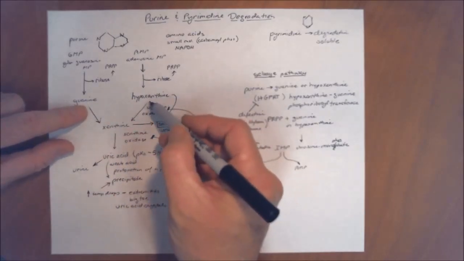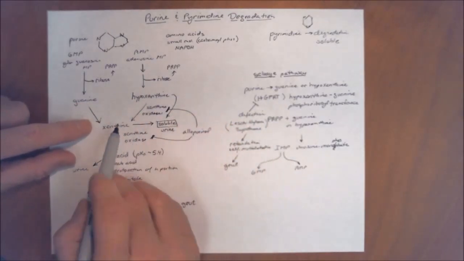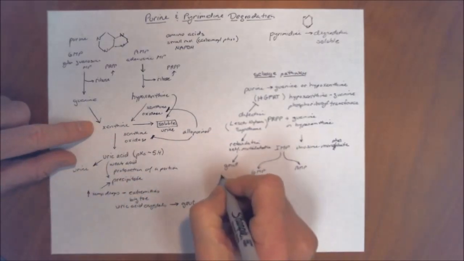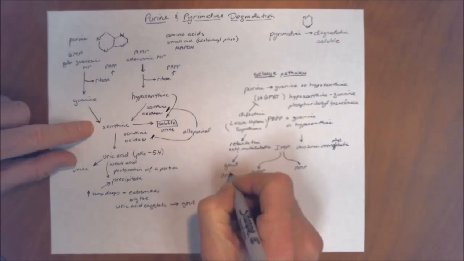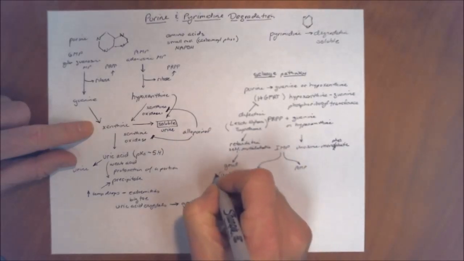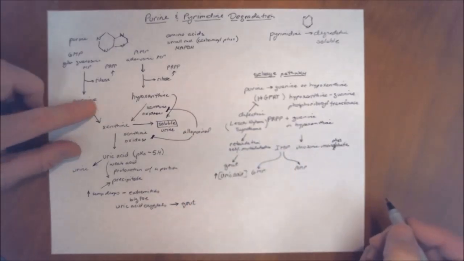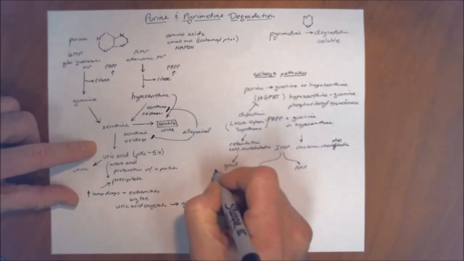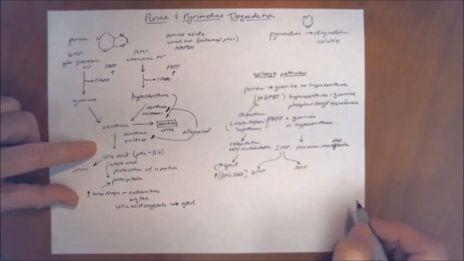And so now we are pushing more of these substrates into this pathway of generating uric acid. So these individuals have significantly elevated concentrations of uric acid because of pushing substrates into this pathway, and hence lead to uric acid crystals and gout.